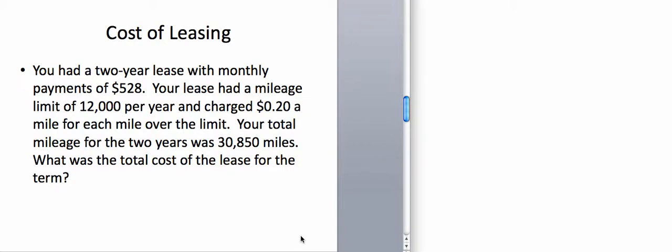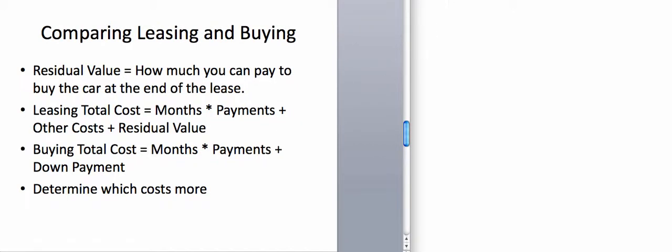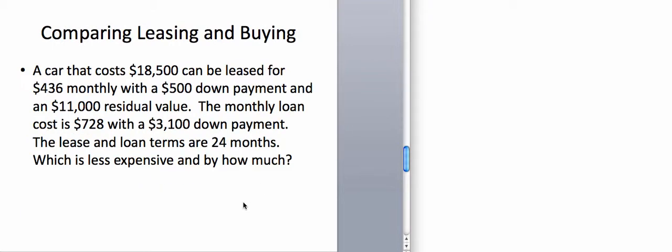The next idea that we're going to talk about is comparing leasing and buying. There's an idea called the residual value. That's how much you can buy the car for at the end of the lease. So you can lease it for 2 years, and then at the end of that 2 years you can buy it based off of the residual value. To get the total cost for leasing, months times payments, we add in any other costs that they give us, and then add in our residual value. The buying total cost is months times payments as well, plus any down payment that you made, because you'll usually buy this on a loan. You won't pay straight up.